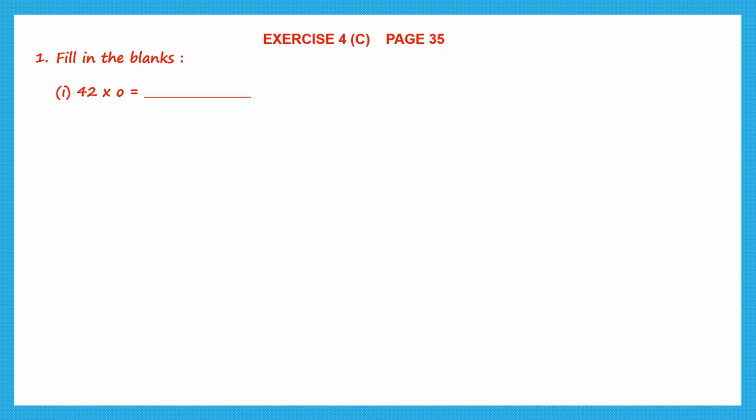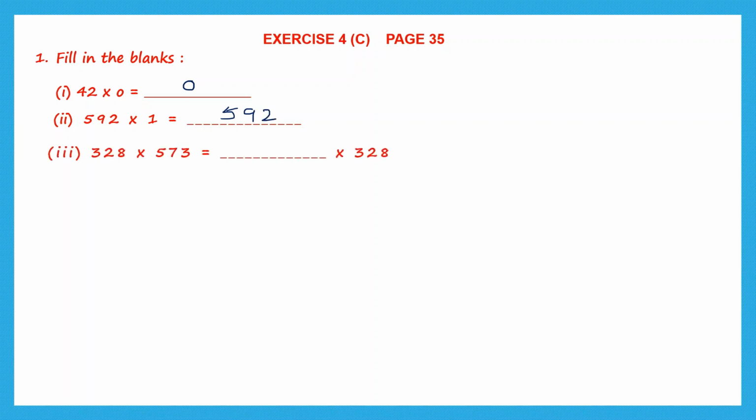Any number multiplied by 0 will give you 0 itself. Second one, 592 into 1. Any number multiplied by 1 will give you back the same number. So 592.